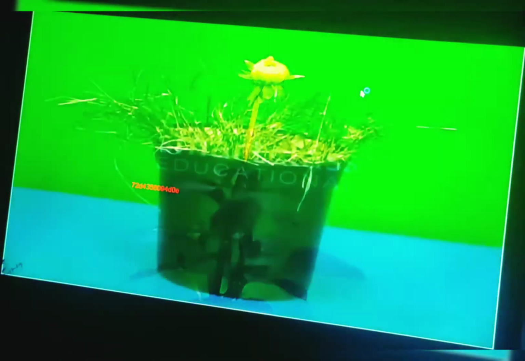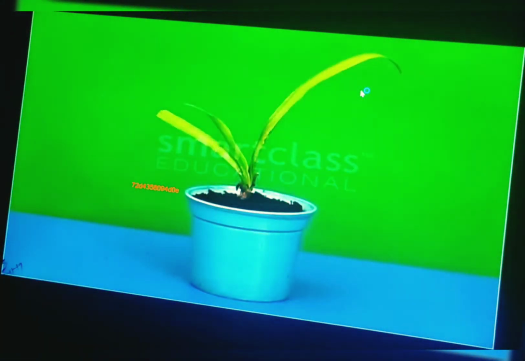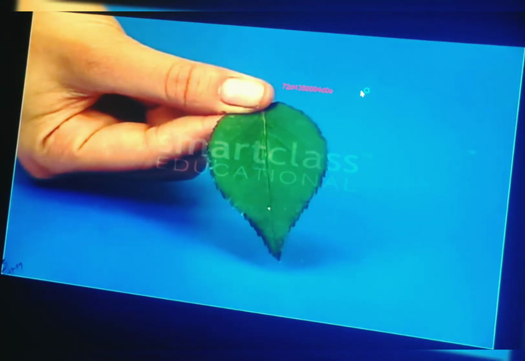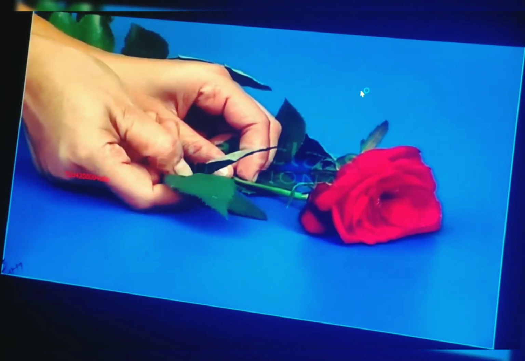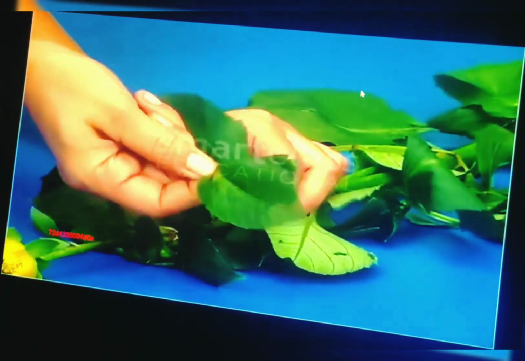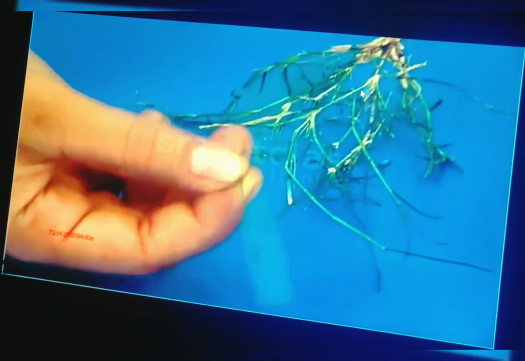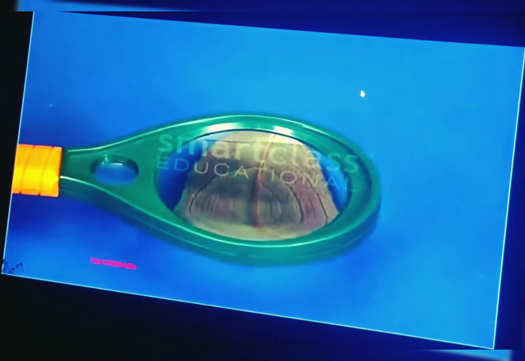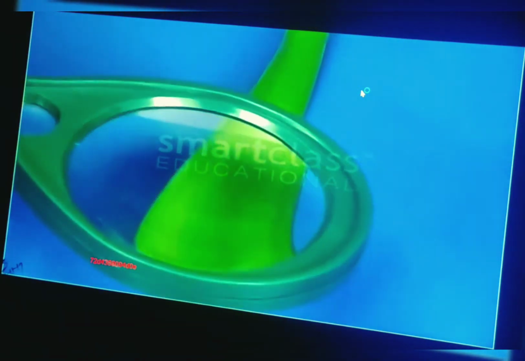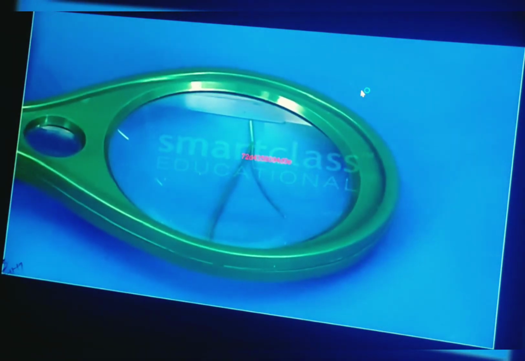Let us now observe the venation pattern in the monocot and dicot leaves. Do you know what venation is? It is the network of veins on the surface of a leaf. Pluck one leaf from each plant, that is, from rose, sunflower, grass, and lily. Now, with the help of a magnifying glass, observe the pattern of veins on the surface of each leaf.